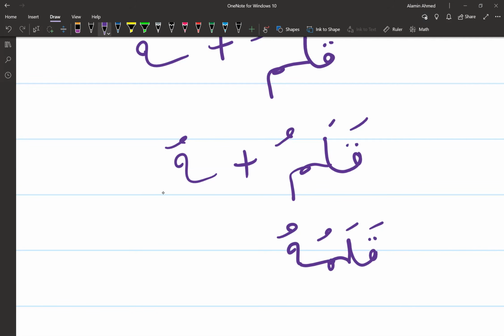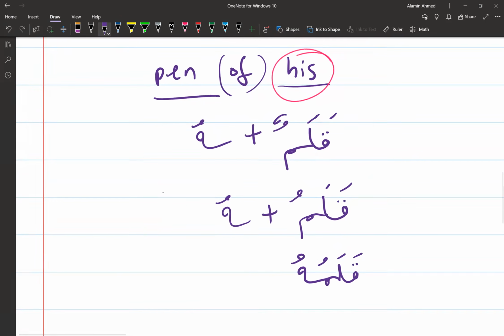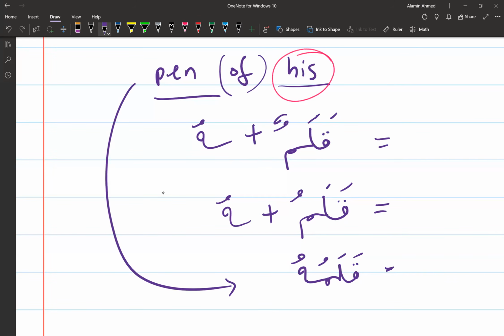See, it's simple. I'm pretty sure you're not going to be doing this math forever. In the beginning, if you like math, you can do this. Trust me, it's going to help you at least to understand what's going on. And then you will be able to go directly from here all the way here. Qalamuhu. You're not saying qalamunhu, you're saying qalamuhu. Yes?